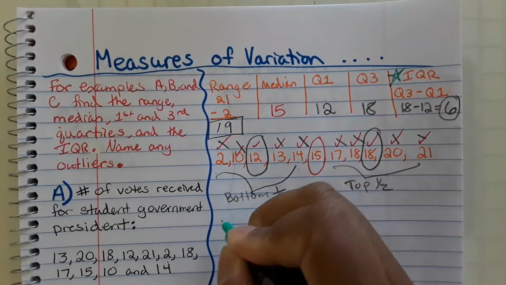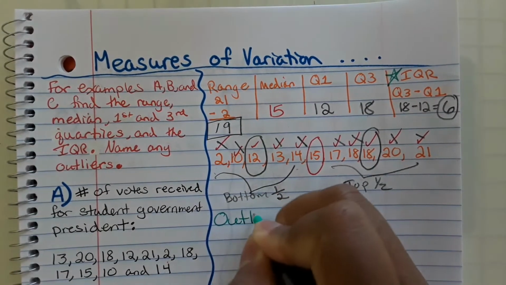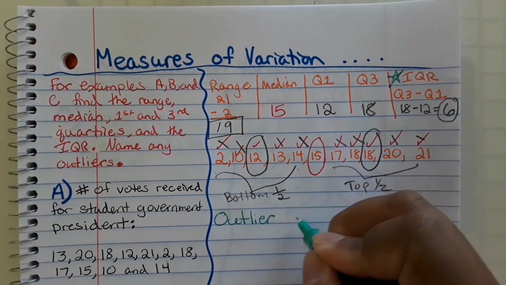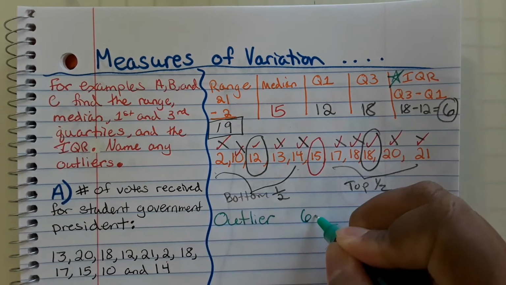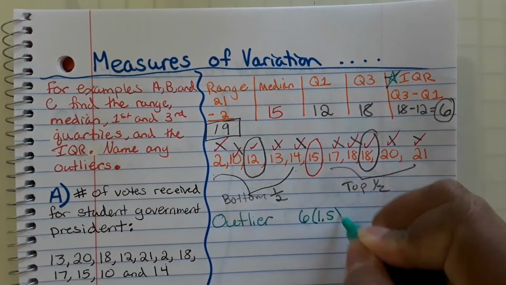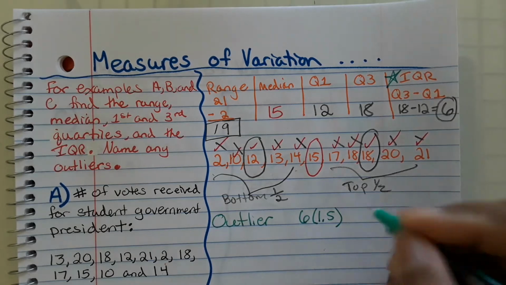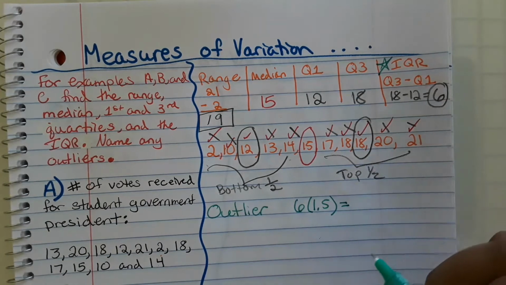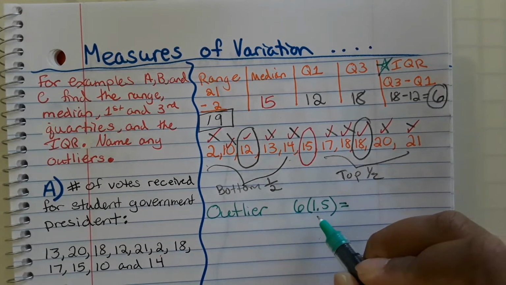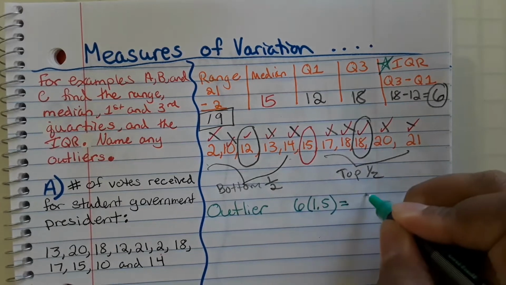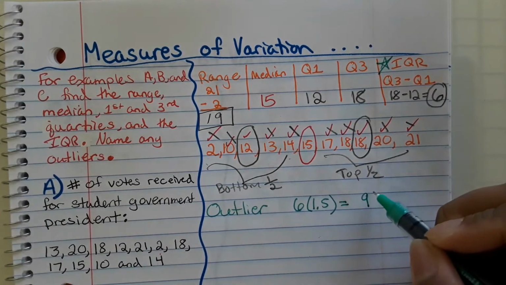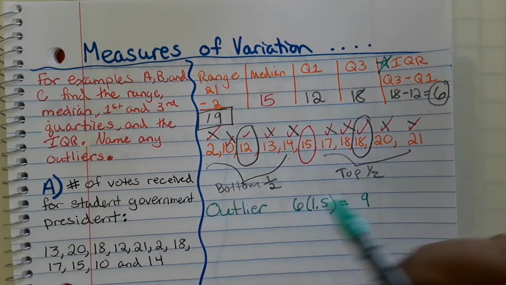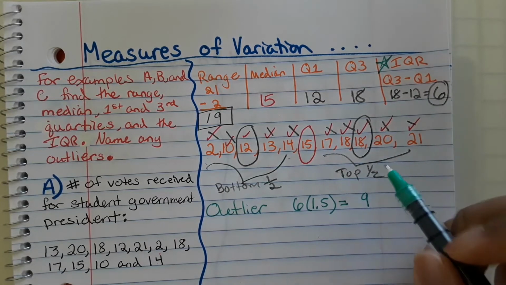To look for our outlier, we first have to take our interquartile range, which for this one is 6. We're going to take 6, and it gets multiplied by 1.5. That's our magic number, 1.5. You are either going to do it in your head or use a calculator, because we've got a lot of steps, so we don't want to worry about just the computation. So we take 6 multiplied by 1.5, and we get 9. So we're looking for any number that is more than 9 units away from quartile 1 or quartile 3.